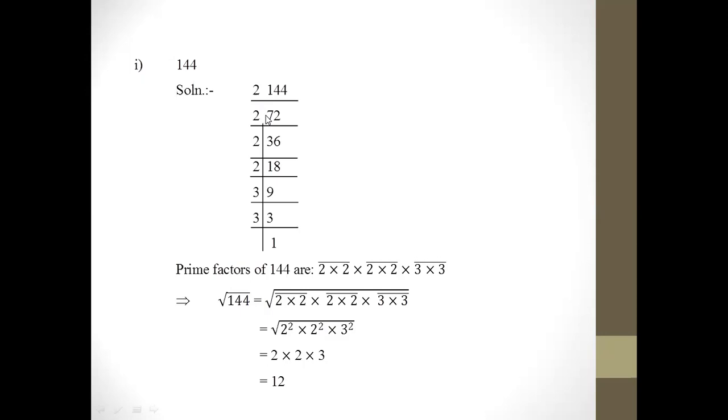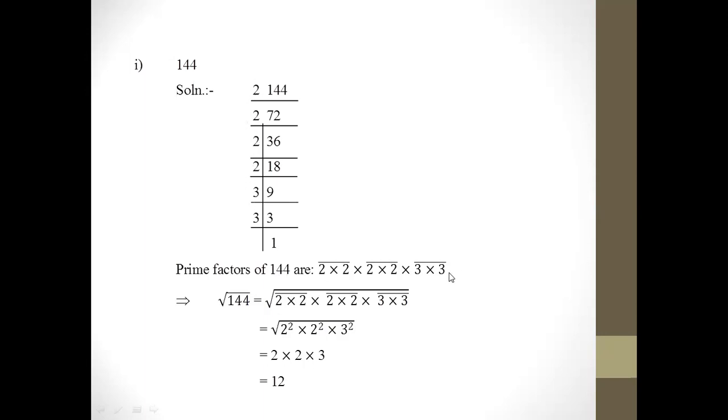So here with 2: 2 sevens are 14, 2 twos are 4, 72. Again with 2, 2 threes are 6, 1 carry it becomes 12, 2 sixes are 36. Again with 2, 2 ones are 2, 1 carry it becomes 16, 2 eights are 16. 2 nines are 18. So 9 is not divisible by 2. So by 3, 3 threes are 9, and then with 3, 3 ones are 3. So the prime factors of 144 are these.